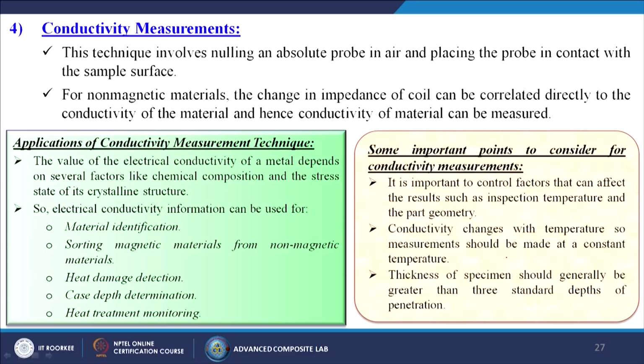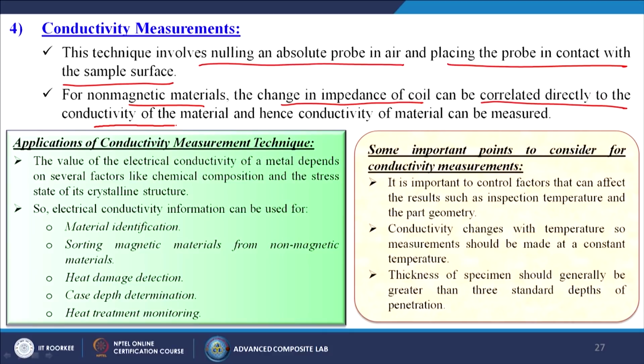Next, conductivity measurements. These techniques involve nulling an absolute probe in air and placing the probe in contact with the sample surface. For non-magnetic materials, the change in impedance of the coil can be correlated directly to the conductivity of the material, and hence the conductivity of the material can be measured.